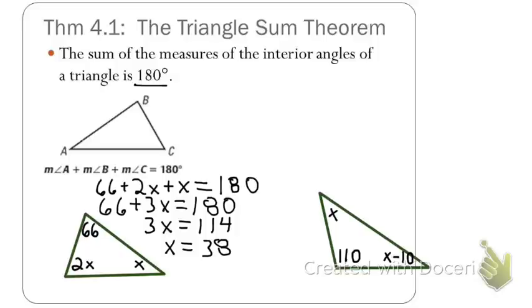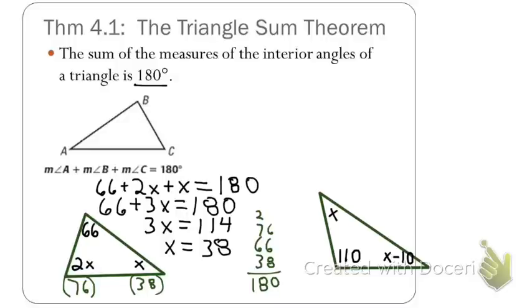So if x is 38, we could then go back and check to see what each of our angles were. By plugging it in, I'd get 38 here. And 2 times 38, which is 76. And we could check 76, 66, and 38 to make sure they add to 180, make sure we did it correctly. And it does come out to be 180. So we found x correctly. X was 38. We could then plug it in, find the angles. We could even identify what type of triangle this is. Since all of those angles were acute, that would be an acute triangle.